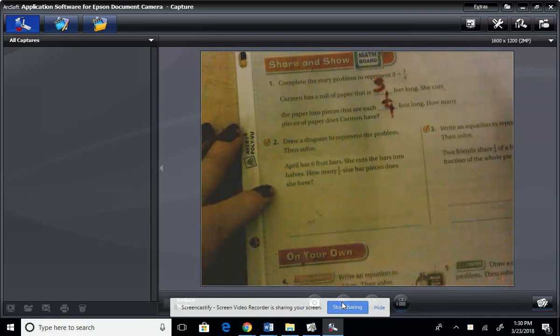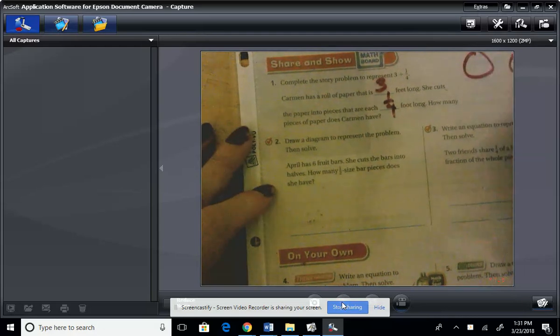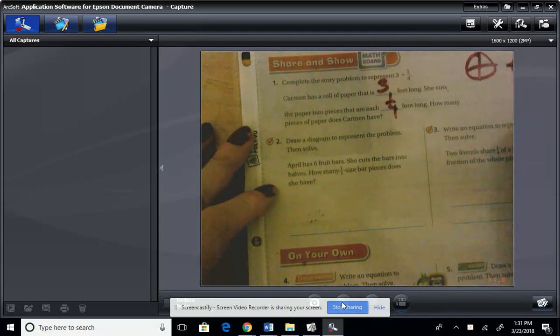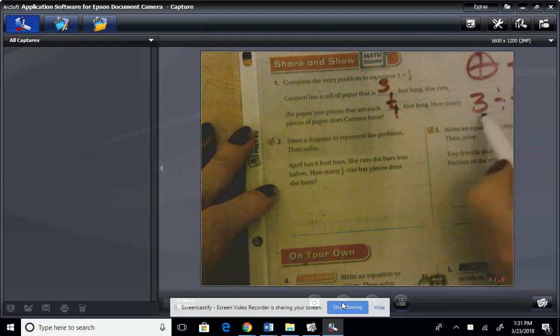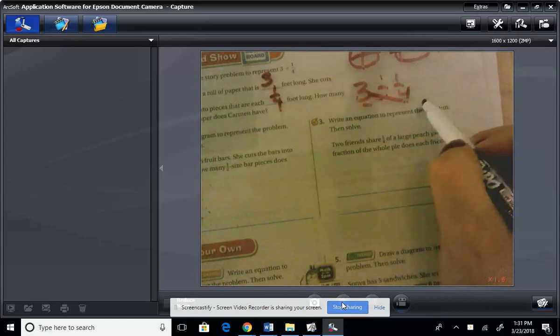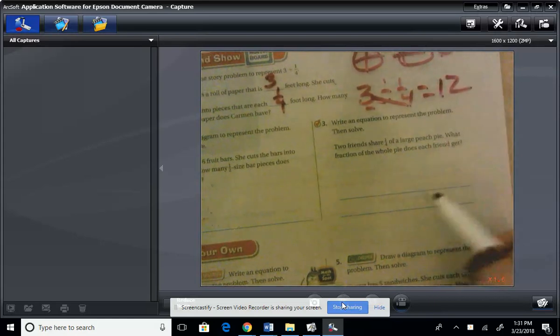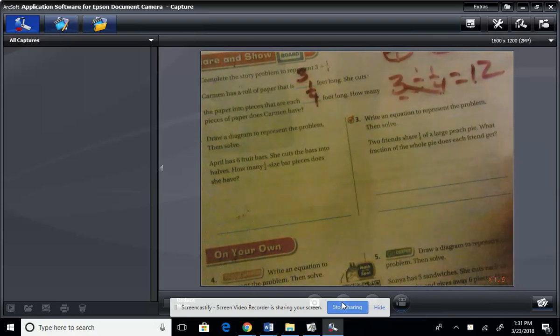So we have 3 rolls, and she cuts them into fourths. How many does she have? Well, it's 3 divided by 1/4, the whole number. So I just multiply the bottom number together, and it equals 12. So here we go.